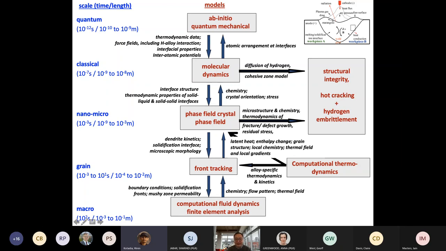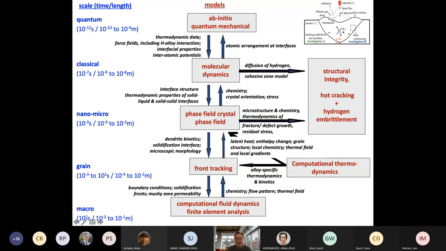Right. Okay. So if from the bottom side we look at processing, we look into heat flow, boundary conditions, solidification fronts, and the mushy zone permeability. And this is normally analyzed with FE tools. Followed by the grain structure level, we look into columnar grain, equiaxed grain, and then you get the dendrite kinetics, solidification interface, and microscopic properties there, right?